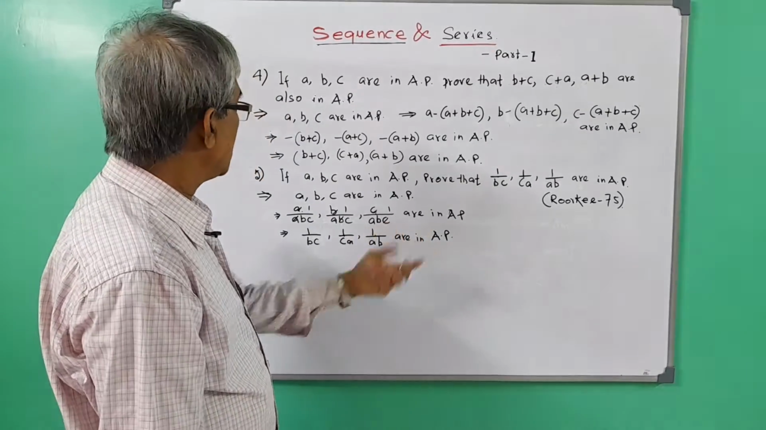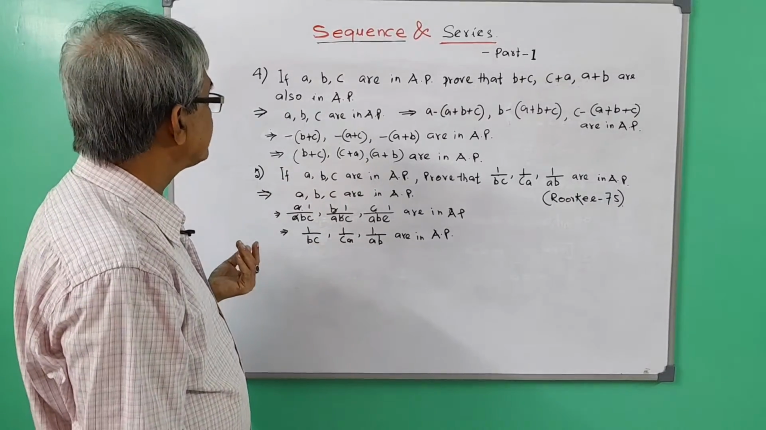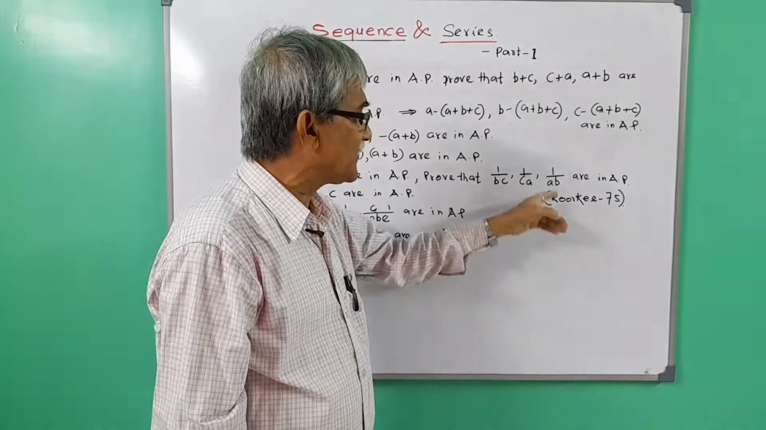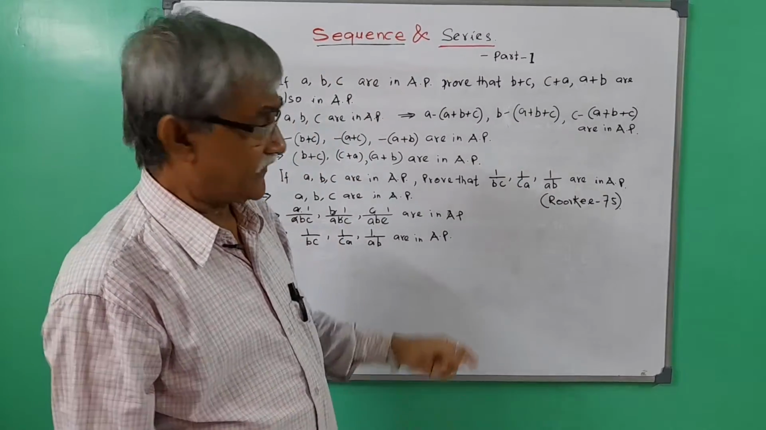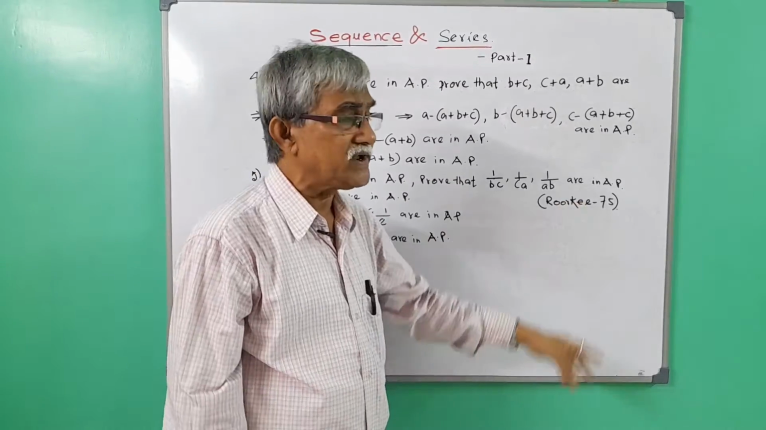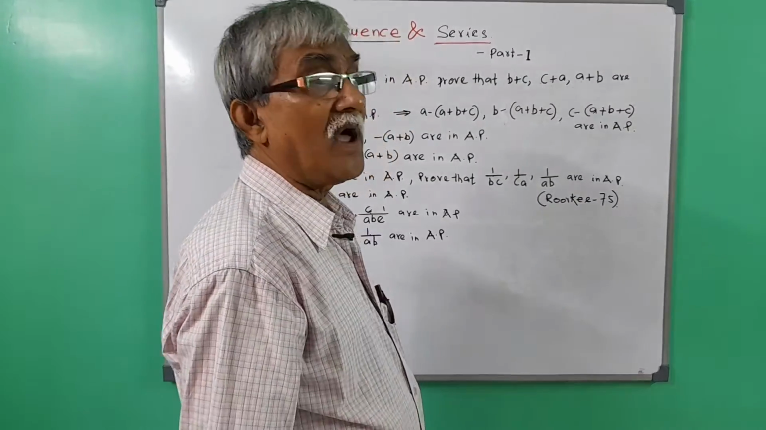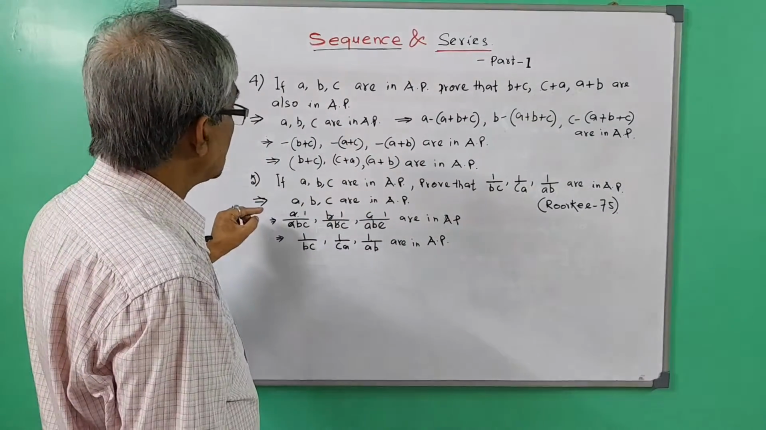So easy. Then the last example of today's session: if a, b, c are in AP, prove that 1 by bc, 1 by ca, and 1 by ab are also in AP. This is a question that was set in the entrance examination of Roorkee in the year 1975. Now friends, Roorkee is an IIT these days. Okay, now let us solve it.